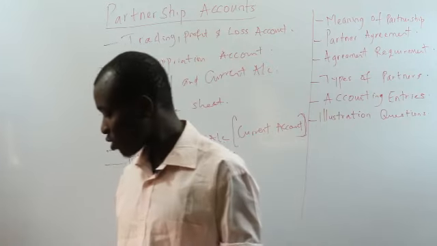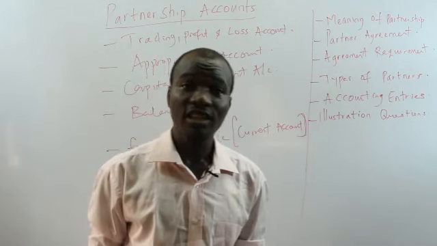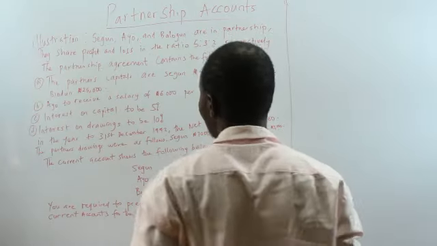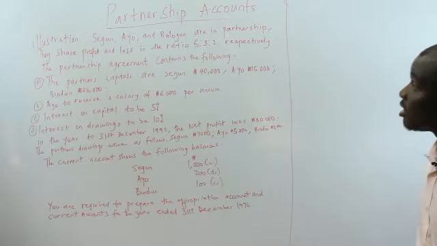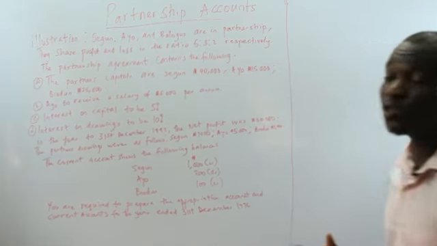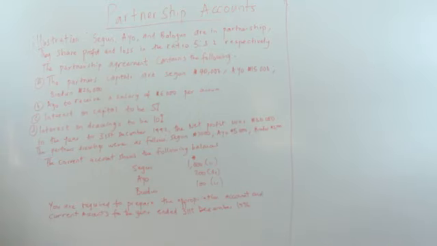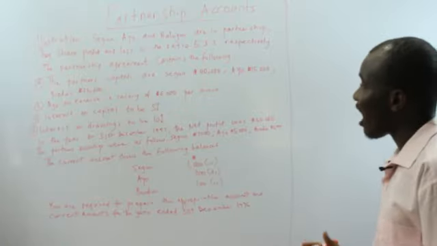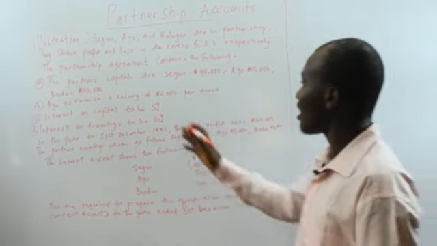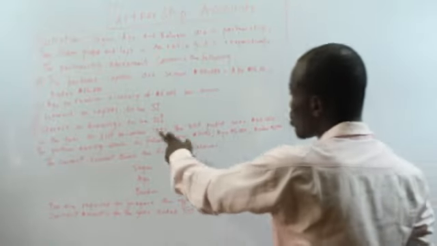So the next aspect we are going to talk about is to look at illustrative questions in partnership. So we have an illustration on partnership accounts. Shegun, Ayo, and Balogun are in partnership. They share profit and loss in the ratio 5:3:2 respectively. The partnership agreement contains the following: the partner capitals are Shegun, Ayo, and Biodun, and the amounts are given. Ayo is to receive a salary of 6,000 naira per annum. Interest on capital to be 5%. Interest on drawings to be 10%.